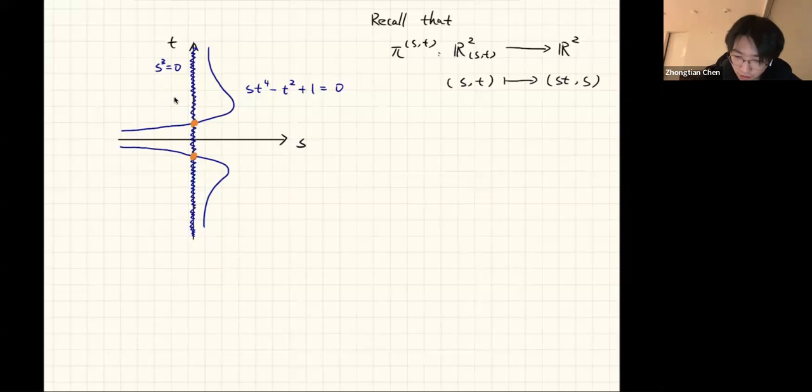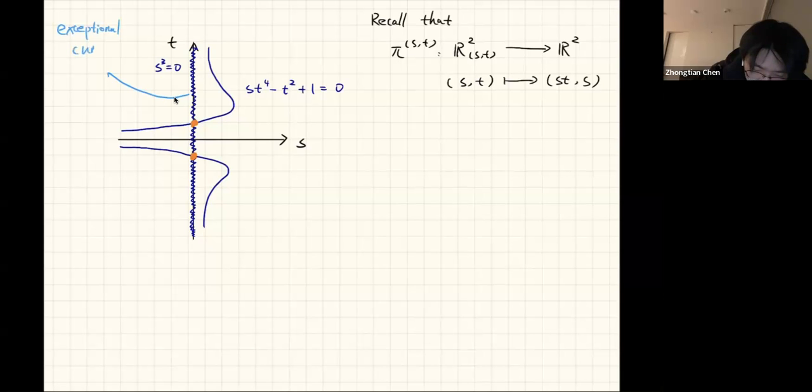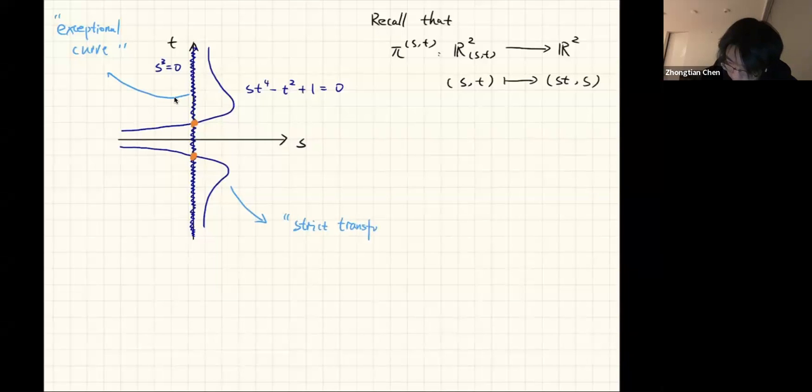And we usually call this pre-image of 0 the exceptional curve. And we call this smooth part the strict transform. And the union of the exceptional curve and the strict transform is called the total transform.